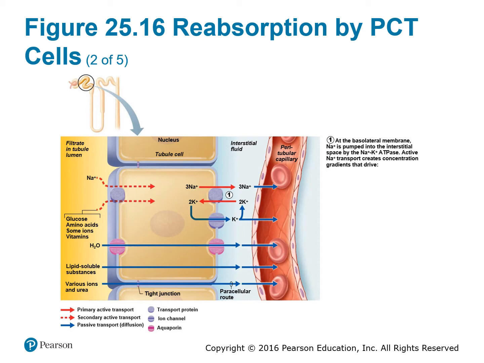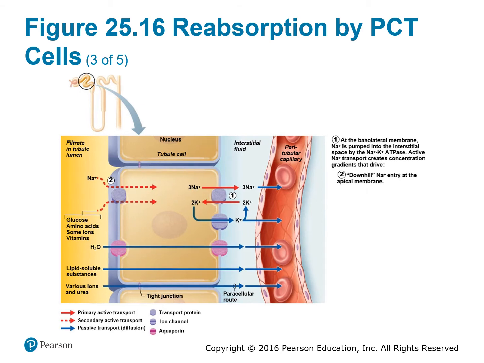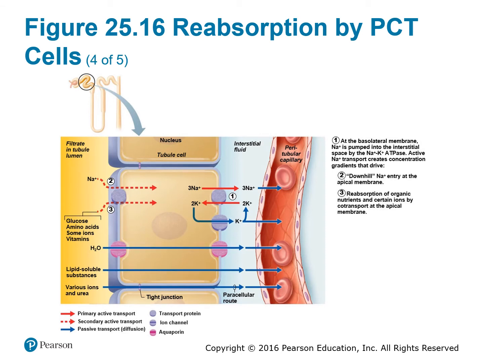So back over here, active sodium transport creates concentration gradients that drive downhill sodium entry at the apical membrane, so number 2. This is where those little finger-like projections were, remember, at the apical membrane, sodium. Number 3, reabsorption of organic nutrients, so our glucose, amino acids, some ions, and vitamins. Co-transport at the apical membrane here.